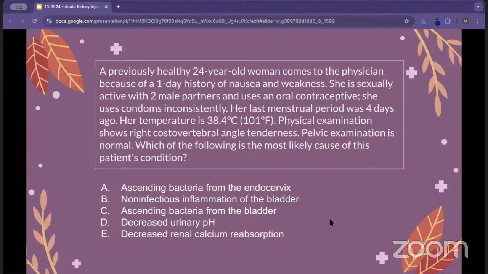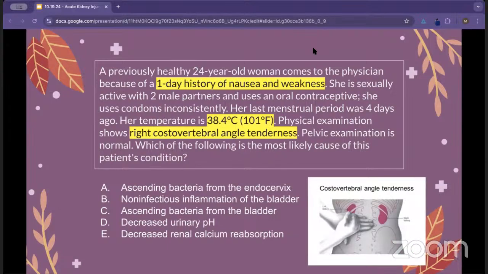Is it A, ascending bacteria from the endocervix, B, non-infectious inflammation of the bladder, C, ascending bacteria from the bladder, D, decreased urinary pH, or E, decreased renal calcium absorption? So I'll let you think about that for a little bit. You could pause. But in the meantime, I will just highlight and give you a hint before I provide you with the answer.